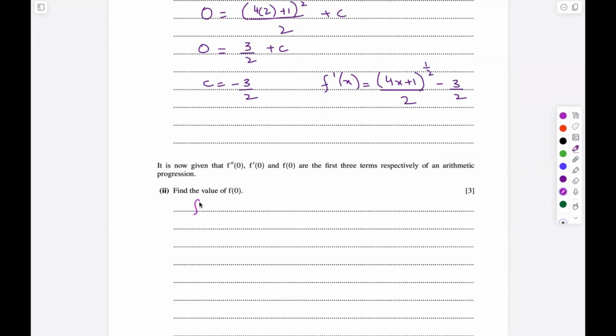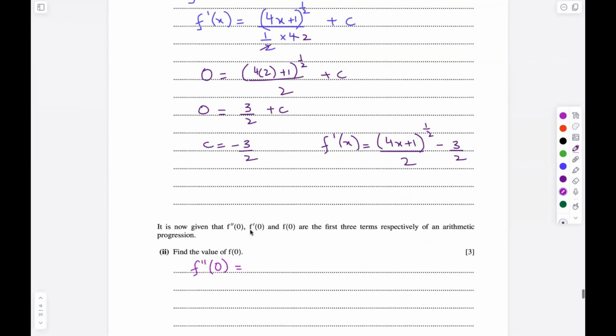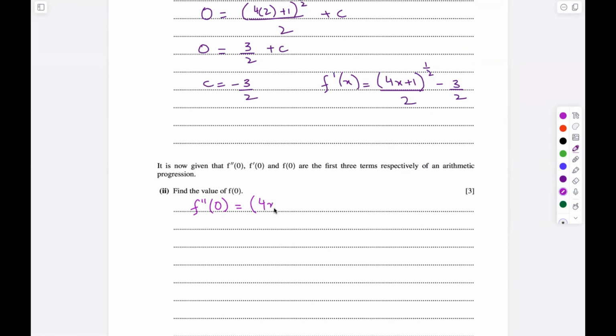Now, f double derivative of 0 will basically mean that in the expression for f double derivative, which is (4x plus 1) to the power minus 1 upon 2, we'll substitute x equals 0. So this will become 1 to the power minus 1 upon 2. So that will be equals to 1.